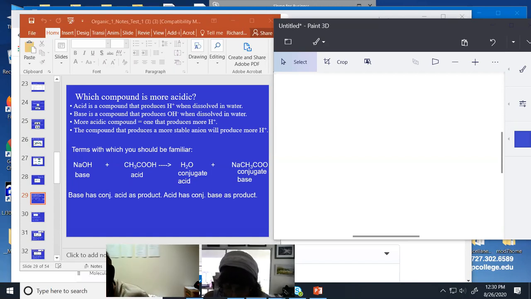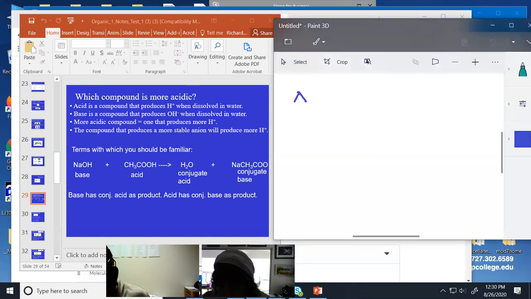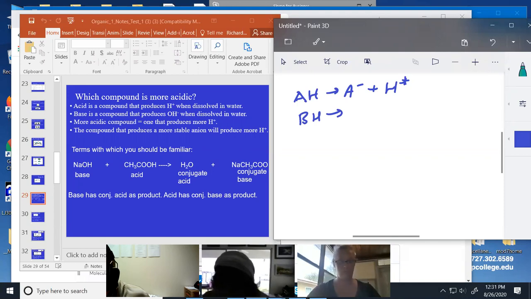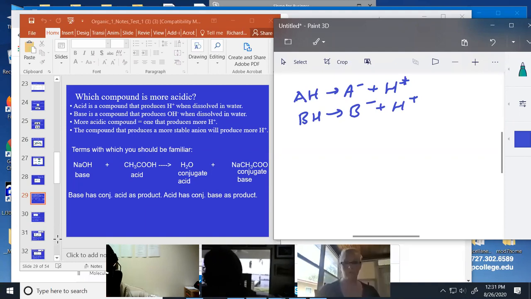Okay, so here's what we've got. This is a situation. If you've got an acid, that I'm calling AH, that produces an anion, A-, and H+, and we've got another acid, that I'm calling BH, that produces B- and H+. So the more acidic compound out of these two, out of AH and BH, will be the one that produces the greater amount of H+. Does anybody have any questions about that?